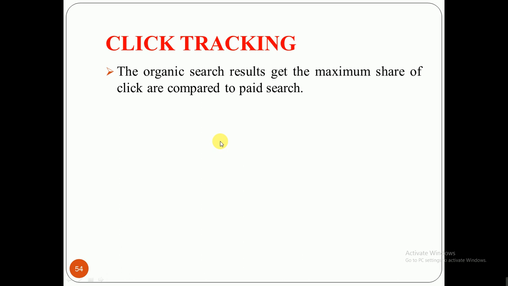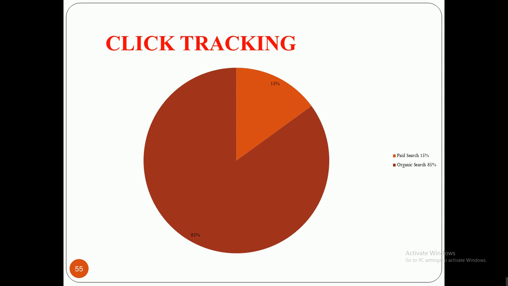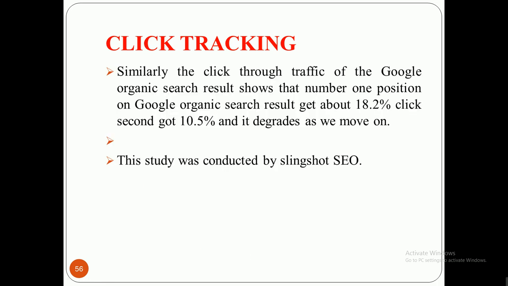The organic search result gets the maximum share of click-through compared to paid search. If you compare paid search, it gets about 15%, and organic search results account for 85% of searches performed by users. Similarly, the click-through traffic of Google organic search results shows that the number one position on Google organic search results gets about 18.2% clicks, the second gets 10.5%, and it degrades as we move on.